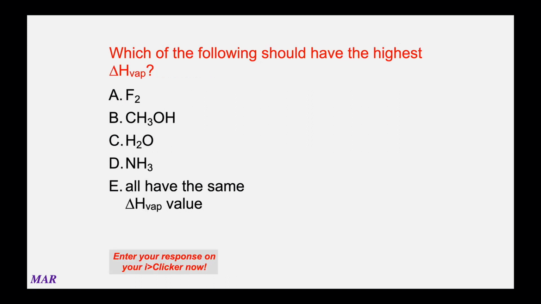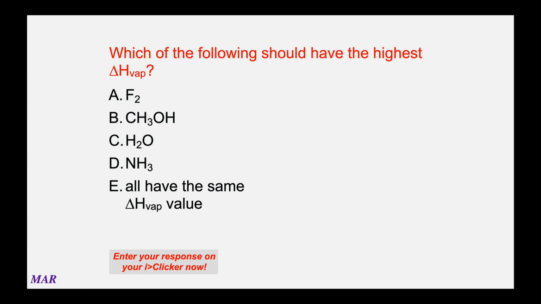Pretty cool. Which of the following should have the highest heat of vaporization, which is represented as delta H vap? And there are 4 possibilities, with also the possibility that they're all the same value. Probably not right. Anyway, see if you can figure this out. I recommend pausing the video. When you're ready, unpause it. We'll talk about the answer. Pause the video now.